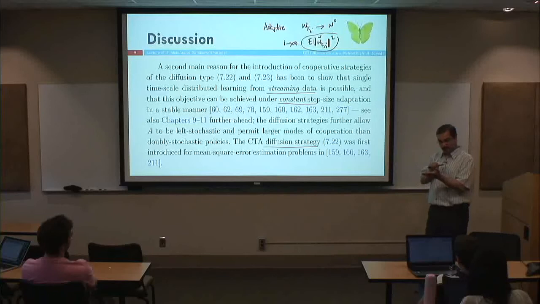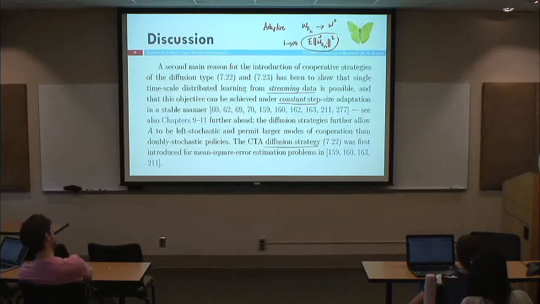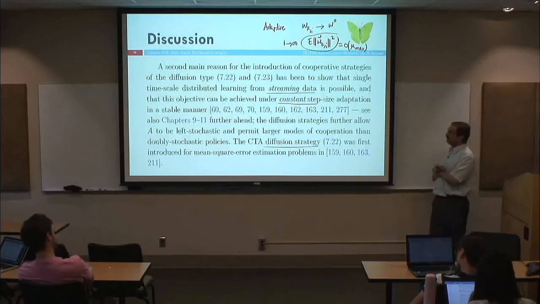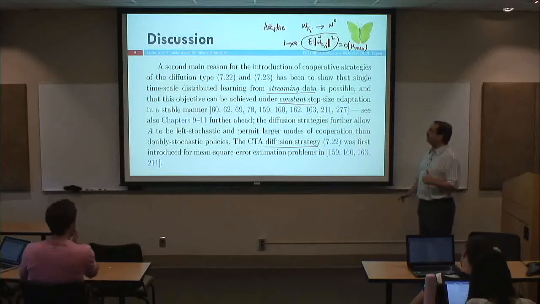So even though you are not converging exactly to omega 0 because of gradient noise, you will be getting very close to it, because this will be of the order of the largest step size in the network, as we are going to show, okay? And then the nature of the combination policy will matter, okay? It will matter. This is number one.